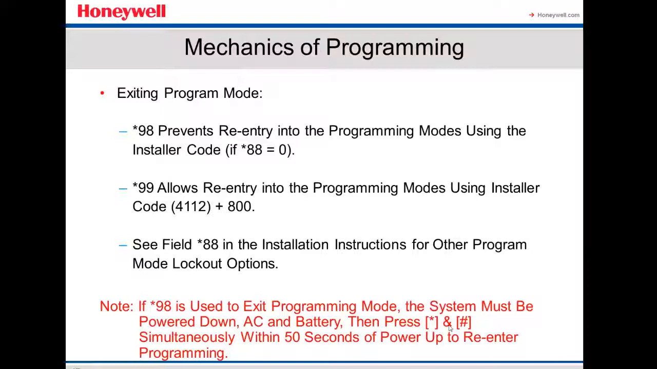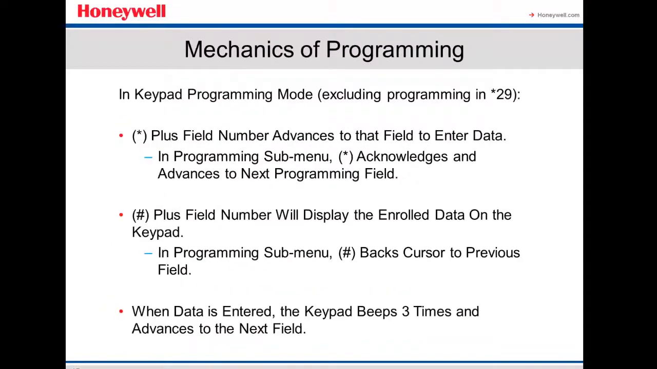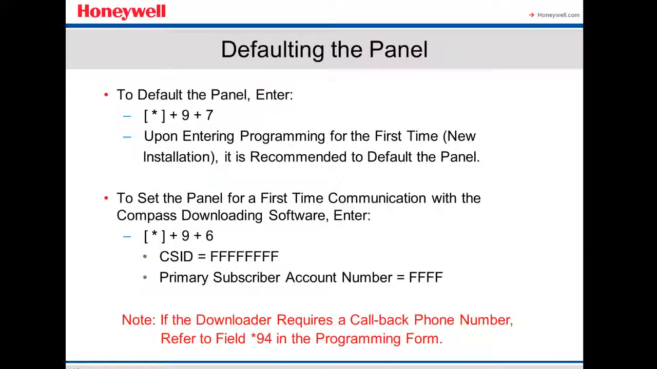If somebody gets out of programming mode using star 98, right? But in the normal way, you just get in with your installer code 4112-800, and you get out with star 99. Also, if you're gonna default the panel, you use star 97.